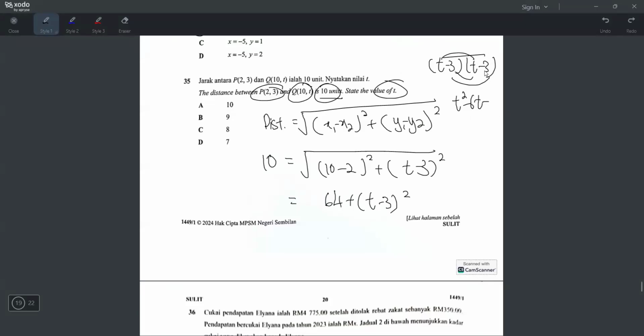And if you use the expand punya cara, can also, but later you have to use your calculator. It will become quadratic lah, and then you have to use your calculator to press the A B C and then get the answer. But if you don't want to expand, you will get the same answer also. Okay, so I will show you.